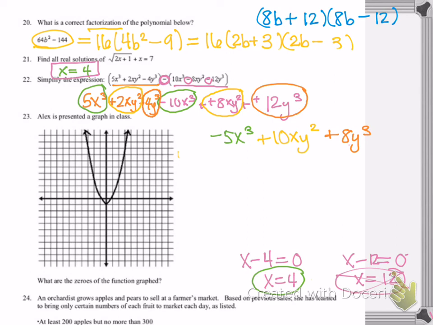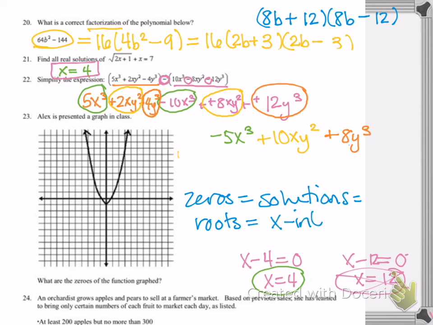In number 23, it asks us for the zeros of the function. Remember, zeros are the same thing as solutions, which are the same thing as roots, which are the same thing as x-intercepts. So, if we're looking at a graph, we're looking at the x-intercepts. It's kind of hard to tell exactly where they are. If they're whole numbers, it looks like -1 and +1. So I would say x equals -1, x equals +1.